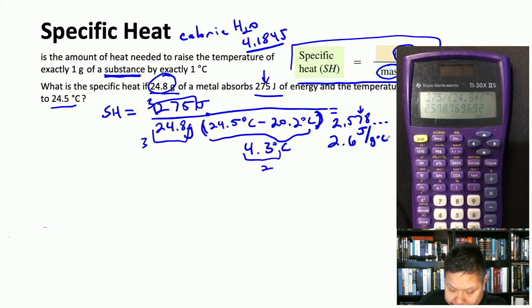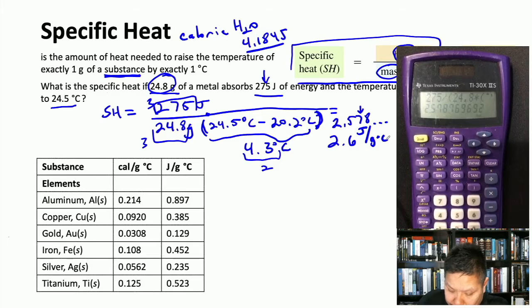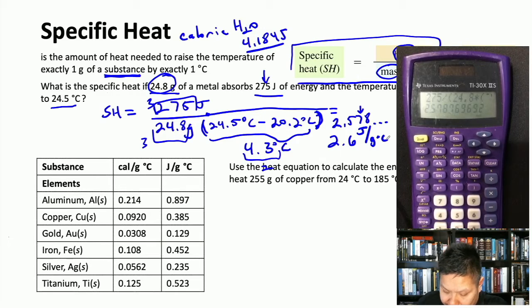So let's try another example, right? Here's a chart of known specific heats that people have done experiments on and figured out, right? So now we want to use the specific heat equation to calculate the energy in kilojoules needed to heat up 255 grams of copper from 24 degrees Celsius, which is basically room temperature, to 185 degrees Celsius, right? So how do we do that?